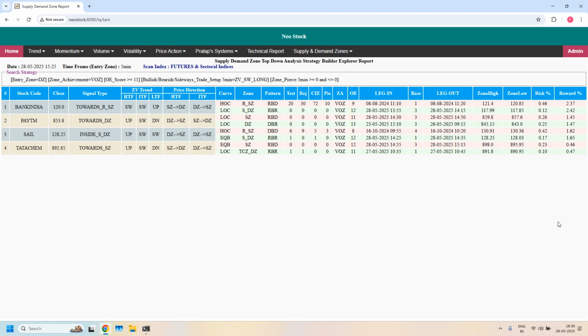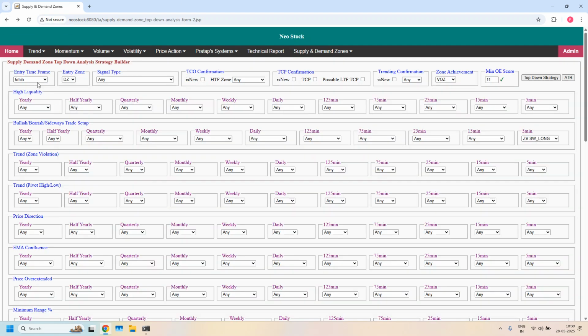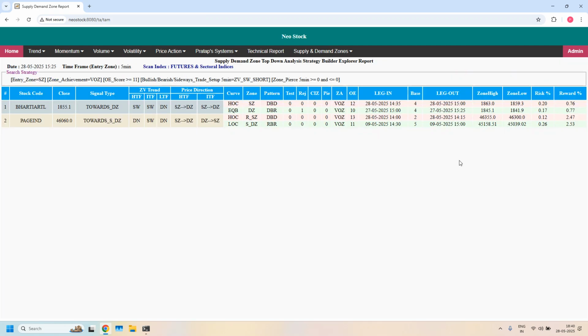Okay, next let us look into sideways short trade setup for hourly income trade. The changes are 5 minute supply zone. Next here sideways short trade setup. That's it. Let's filter. We got 2 stocks for sideways short trade setup.